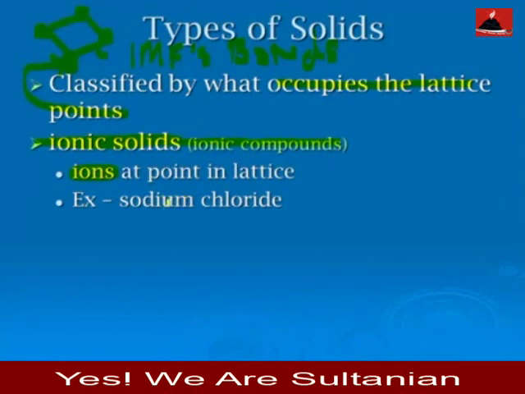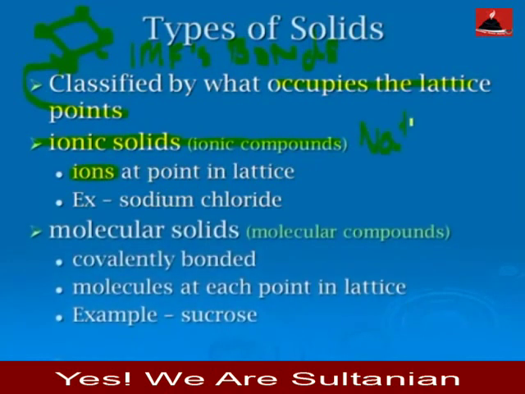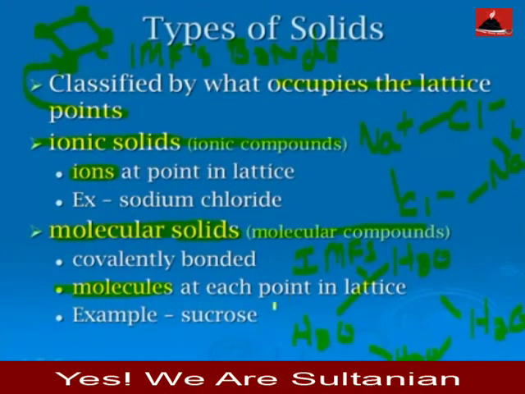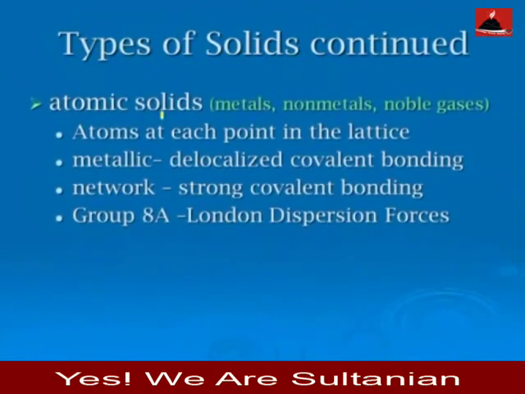Okay, ionic compounds. There are ions at every point in the lattice. An example is sodium chloride, where you have sodium ions connected to chloride ions in this repeating pattern. So your ions are at your points. Now, molecular solids are covalently bonded, regular molecular compounds, and these have molecules at each point in the lattice. This is like water, water, water, water, where what's holding them together are these IMFs. Sugar would be another example, where you'd have sugar molecules at each point in the lattice.